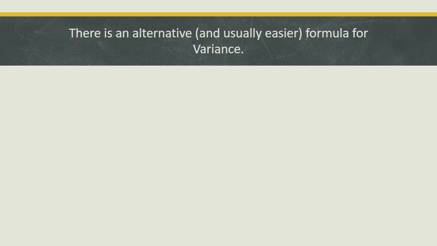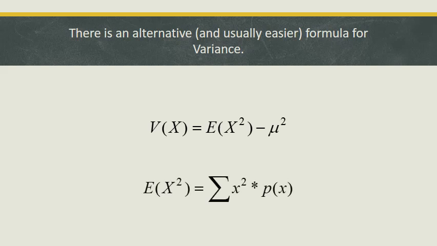There's a shortcut version of the variance formula, and it looks like this. It's the expected value of x squared minus the square of the mean. And here is how you calculate the expected value of x squared. It's almost identical to the expected value, except that you square each possible outcome.